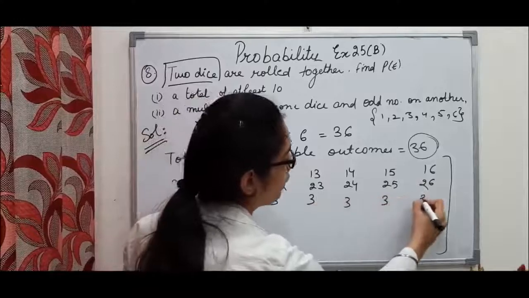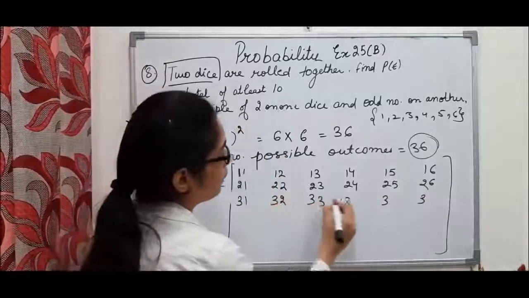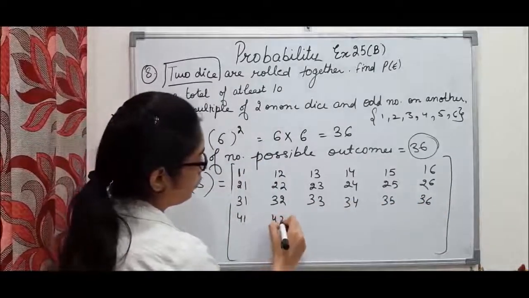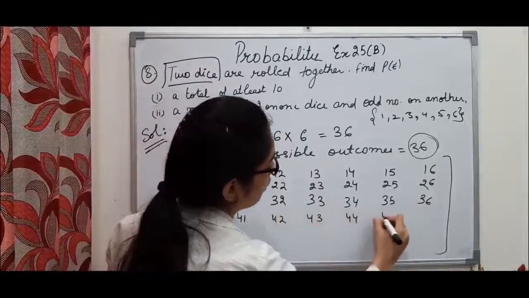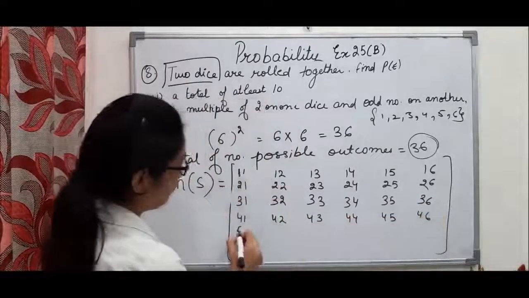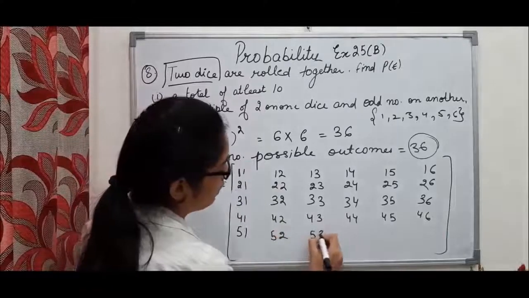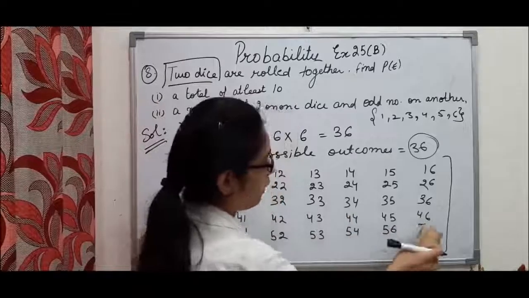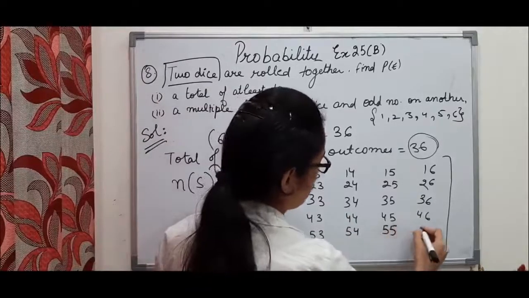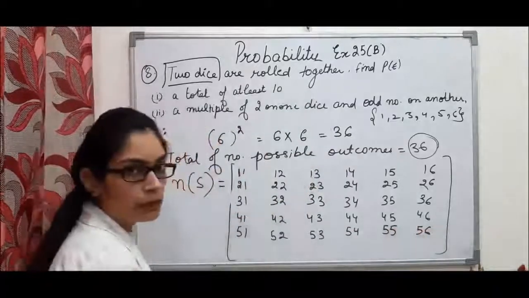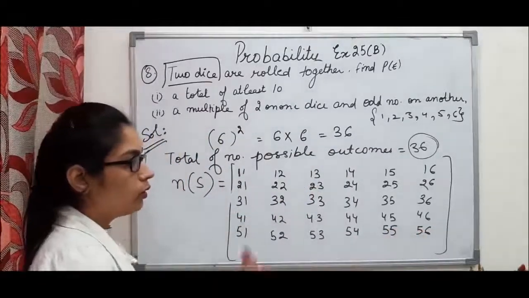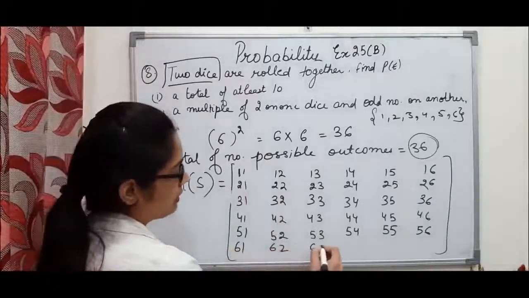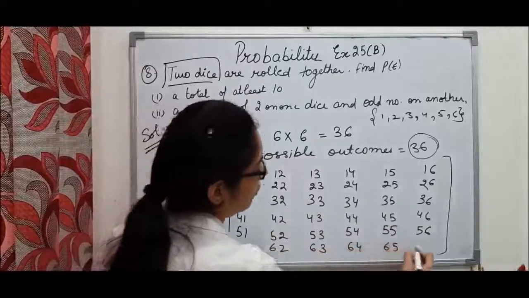This I will explain why I am writing like this. 1, 2, 3, 4, 5, 6. Then 4, 1, 4, 2, 4, 3, 4, 4, 4, 5 and 4, 6. Then 5, 1, 5, 2, 5, 3, 5, 4, 5, 5 and 5, 6. So if we write the full sample space, it will be easy for us to locate the numbers while doing our question. 6, 1, 6, 2, 6, 3, 6, 4, 6, 5 and 6, 6.